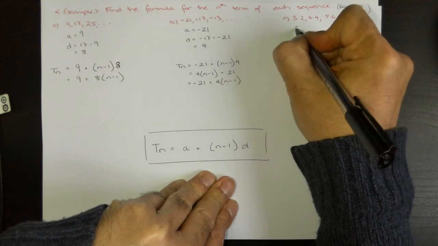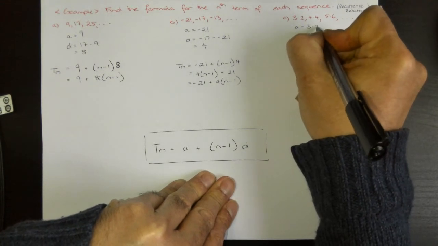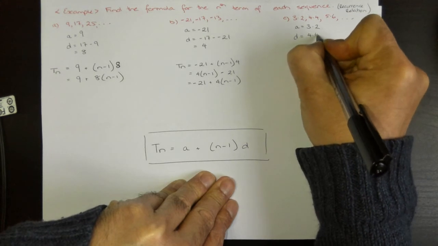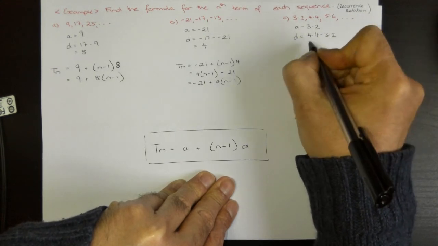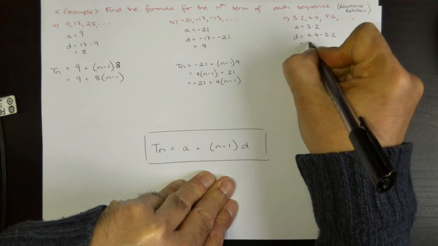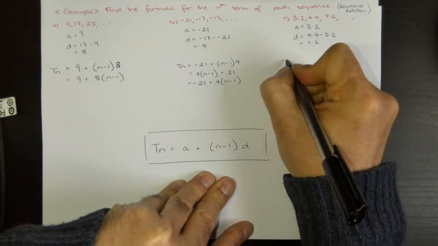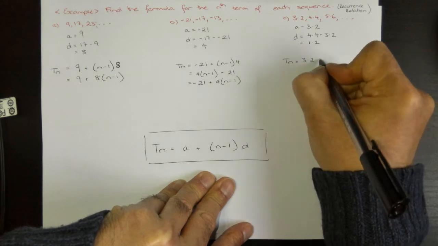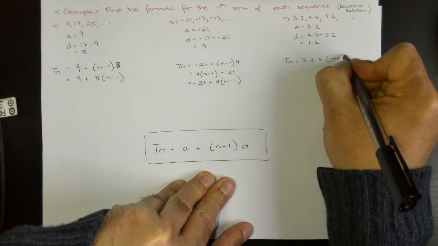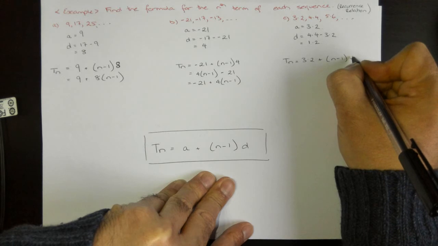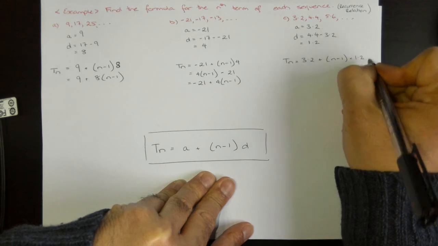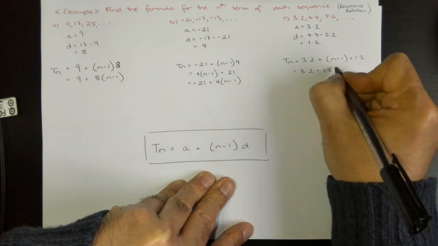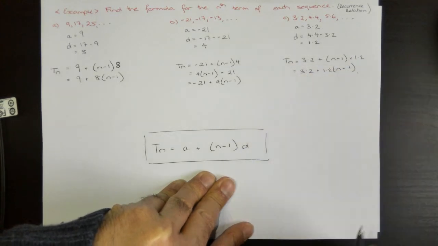Once again, a in this situation is 3.2. d is 4.4 minus 3.2, which is 1.2. So in this situation, Tn is equal to 3.2 plus n minus 1 times 1.2. So 3.2 plus 1.2 times n minus 1.